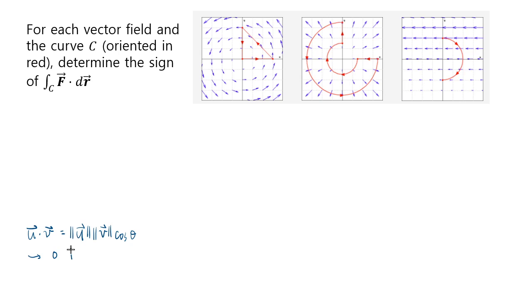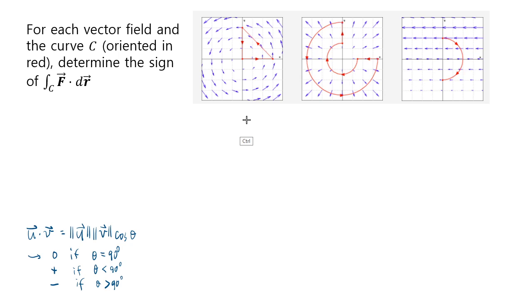it's going to be 0 if theta is 90 degrees, because cosine 90 degrees is 0. And if it's positive, that means the angle would be less than 90 degrees. And if the angle is bigger than 90 degrees and less than 180, then because cosine is negative, the dot product will also be negative. Now, the reason this is important is because whenever you're going around like that, and if your vector field is somewhat in a similar direction, that means that the dot product will be positive.